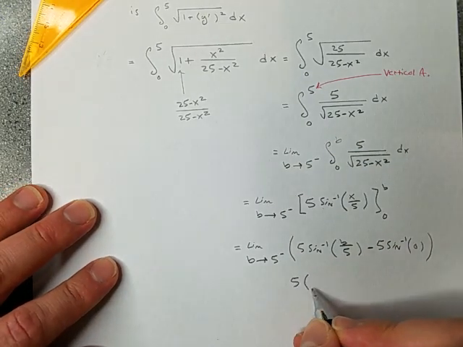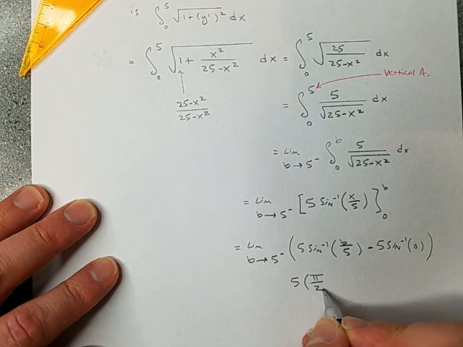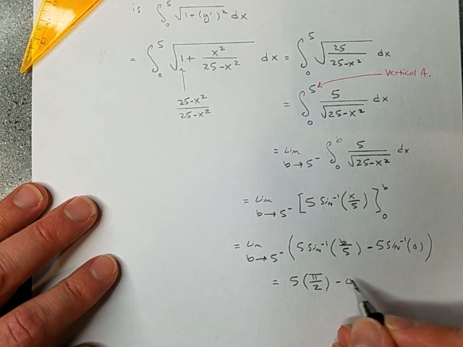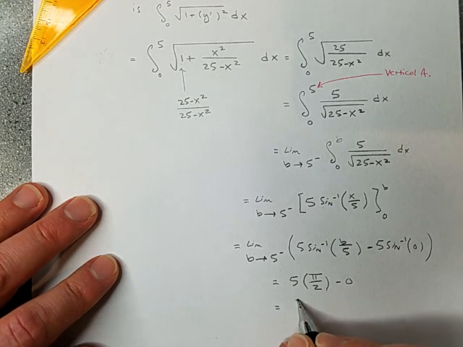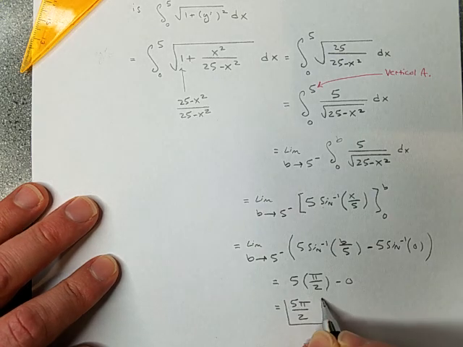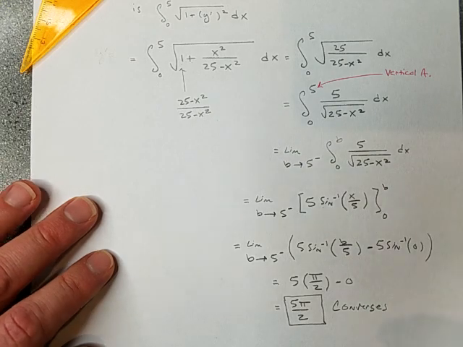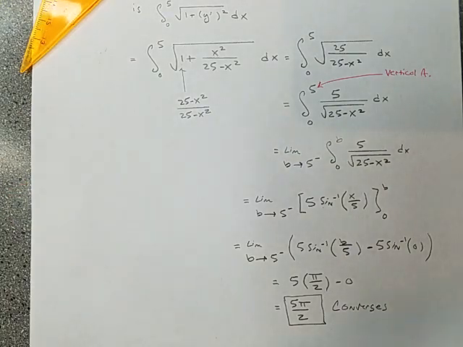So that's going to be 5 times pi over 2. Okay? All right, and sine inverse of 0 is, in fact, 0. So let's put this as 5 pi over 2. Our improper integral converges to 5 pi over 2.